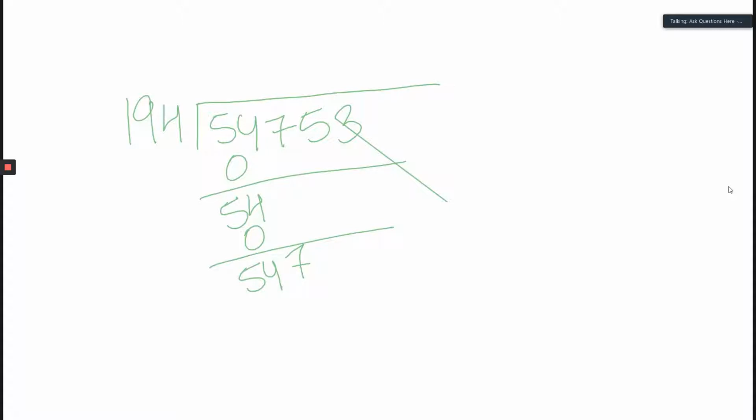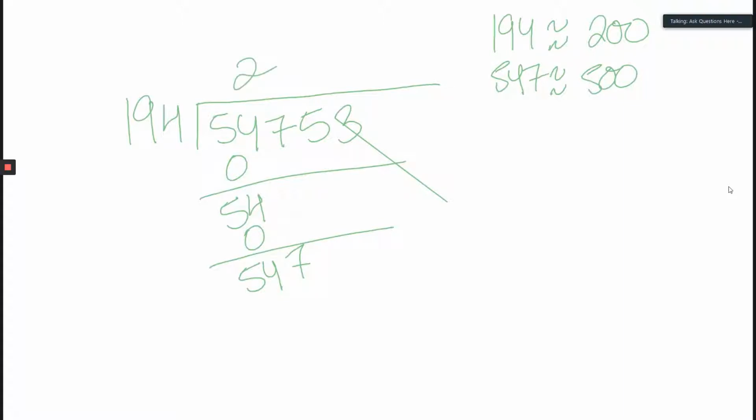You'd have to actually do the math for this, but if you want to use the rounding method, we can think of 194 as equivalent to 200, rounding it up. And 547 is close to 500 if we round it up. So 200 can go into 500 2 times, right? So we can estimate that 194 will go into 547 2 times.